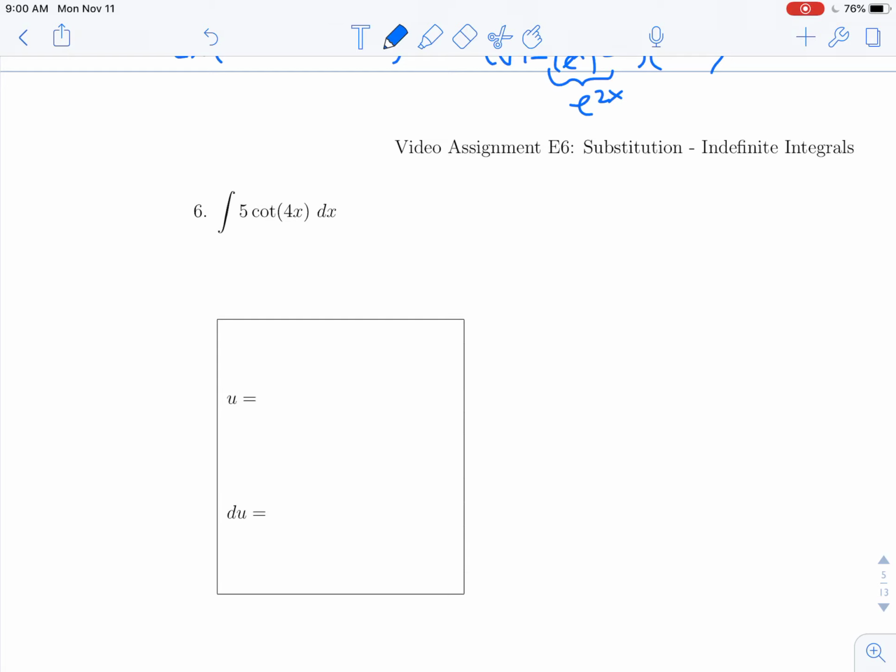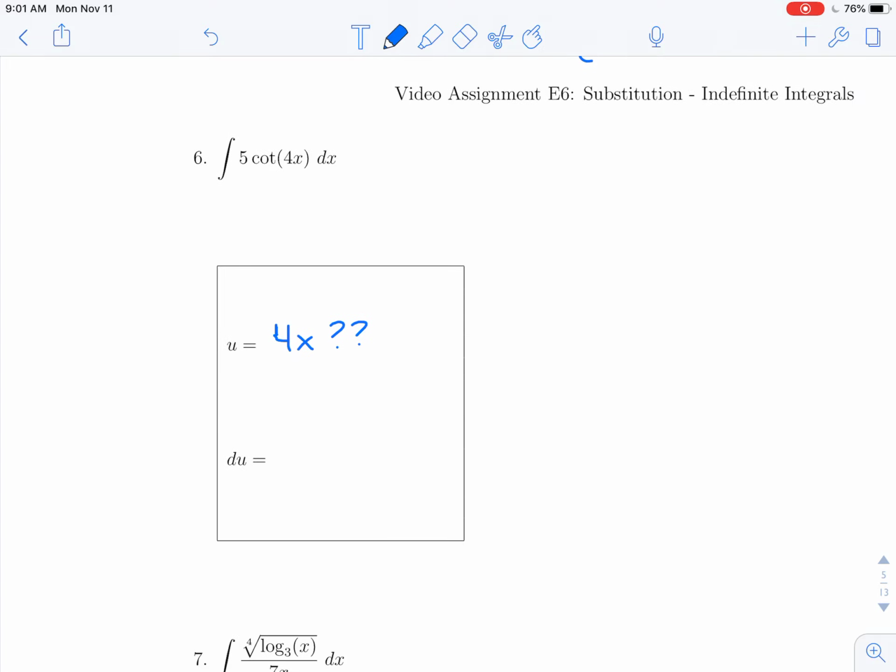Guided exercise number 6 says the indefinite integral of 5 cotangent 4x dx. And if you look at this, you might guess that your u should be 4x, and then your du would be 4dx. But even if you made that substitution, you would be stuck trying to integrate cotangent.